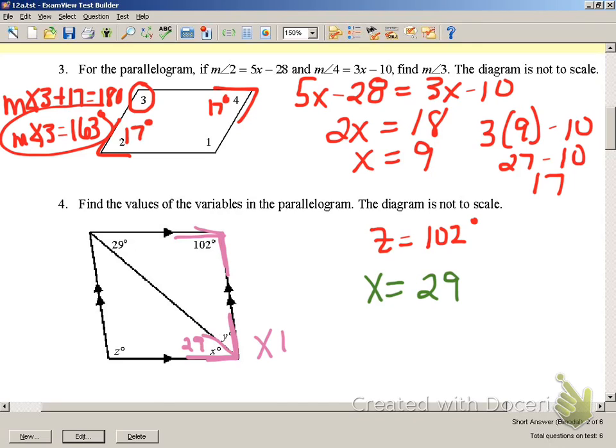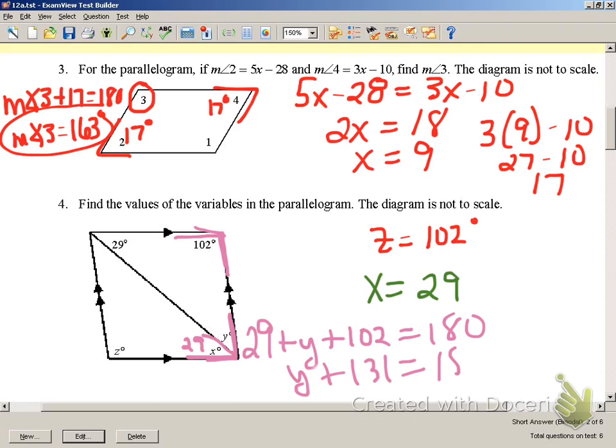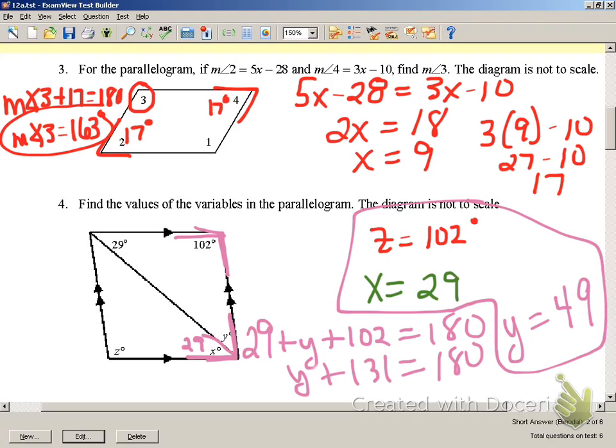And we essentially get the same thing because it's the same three angles of that triangle. So now we know that x is equal to 29, so if we substitute in, combining like terms, y plus 131 equals 180. So y is equal to 49. Z is 102, x is 29, y is 49.